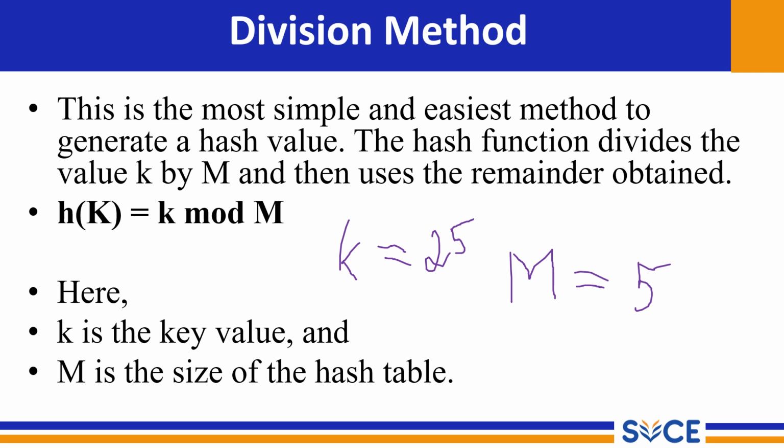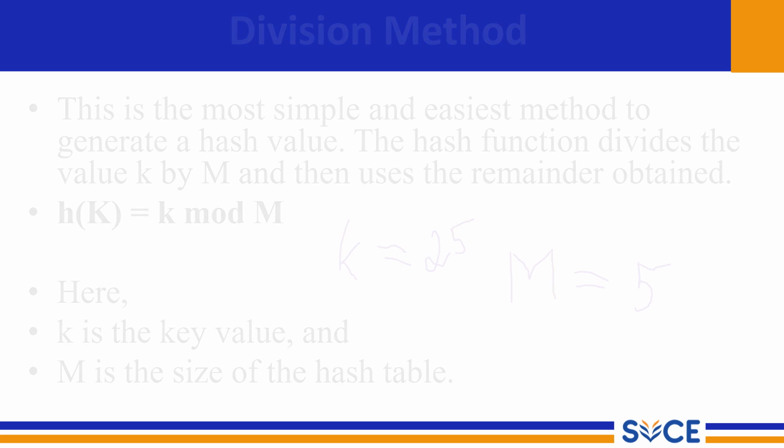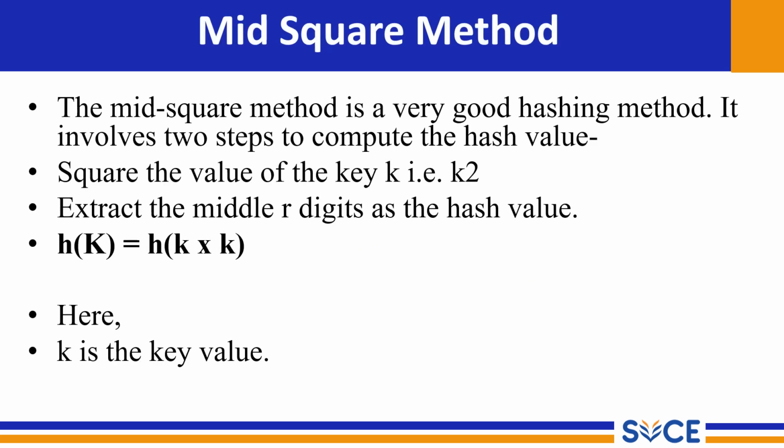And next one is the mid square method. But one more thing I want to say about the division method from the previous slide. In division method, the advantage is that it's simple to implement and it works well with prime numbers. But the drawback of the division method is poor distribution if the mod value is not chosen wisely.